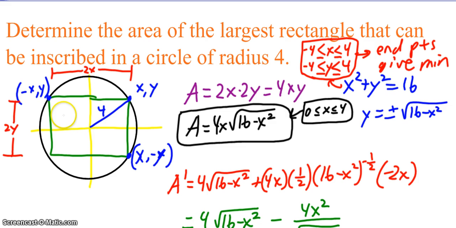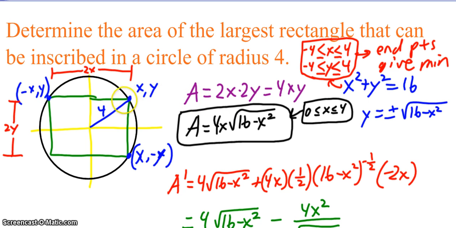In that circle, I drew a rectangle. So I know that this length is 4. So the diagonal of the rectangle is 16. I'm sorry, the diagonal of the rectangle is 8. And then I have these points x, y, negative x, y, x, negative y, and over here negative x, negative y.